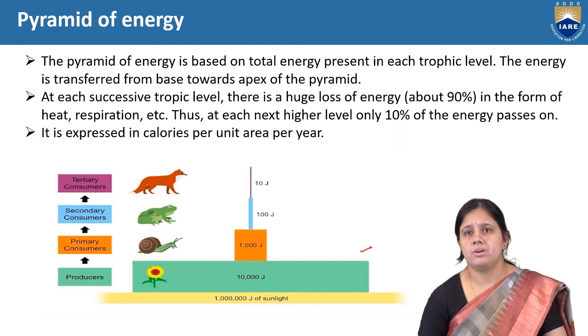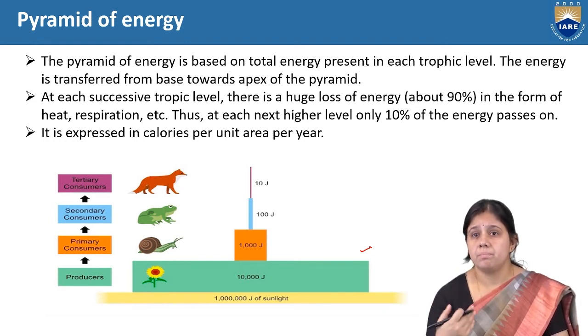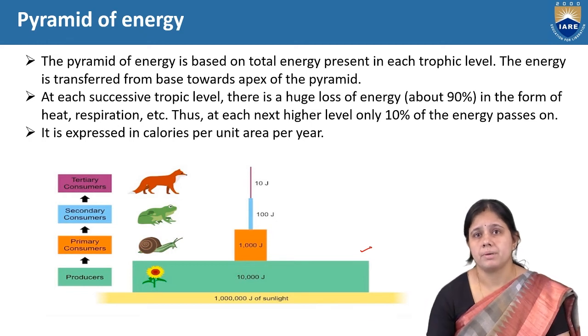Now come to the pyramid of energy. Pyramid of energy is based on the total energy present in each trophic level. The energy is transferred from the base toward the apex of the pyramid. At each successive trophic level, there is a huge loss of energy in the form of heat and respiration. Thus, at each next higher level, only 10% of the energy passes on, and the energy is expressed in calorie per unit area per year.